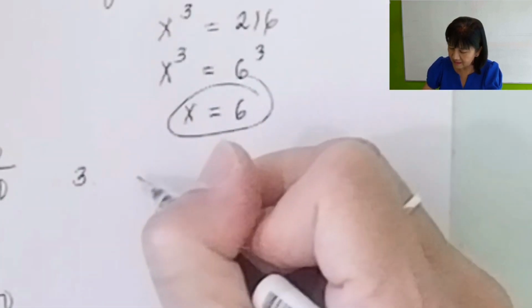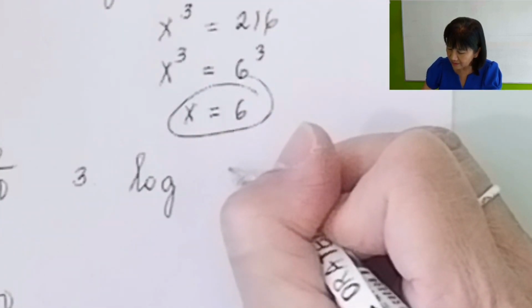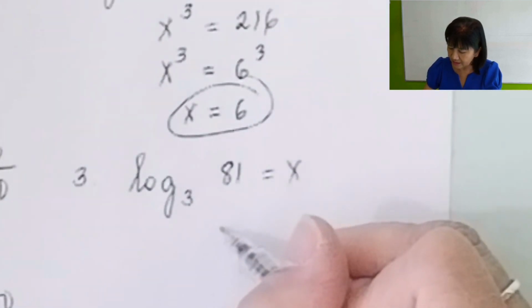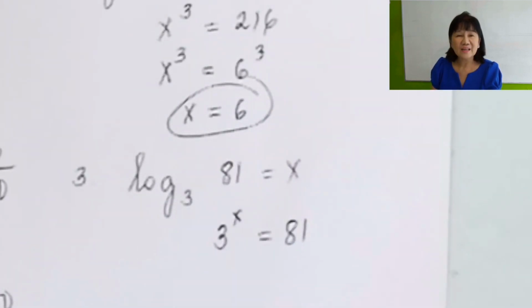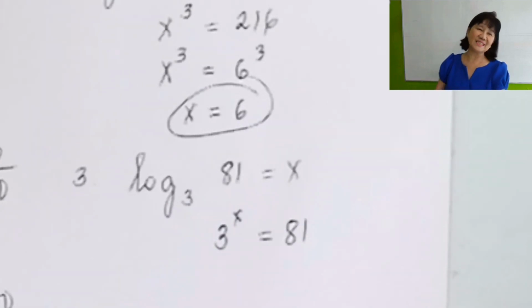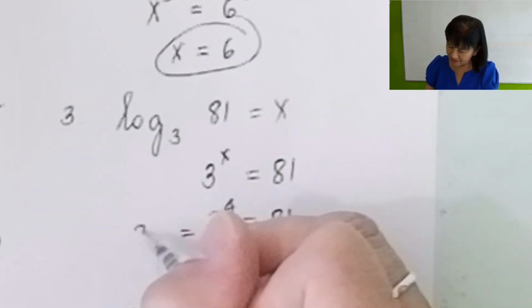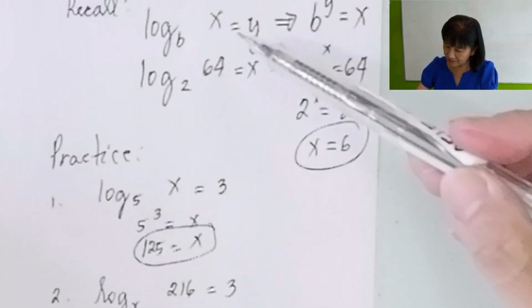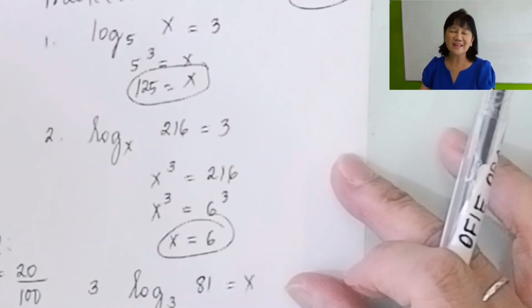Okay, last one, last practice. Let's put the x here. So let's say we have log of 81 base 3 equals x. So we have 3 to the x is equal to 81. How many times do you multiply 3 to get 81? 3 times 3 is 9, times 3 is 27, times 3 is 81. So 3 to the 4th equals 81. And this is 3 to the x, therefore x is equal to 4. Did I give you enough? The x is here, the x is here, the x is there, the x is there. Okay, so we're done.